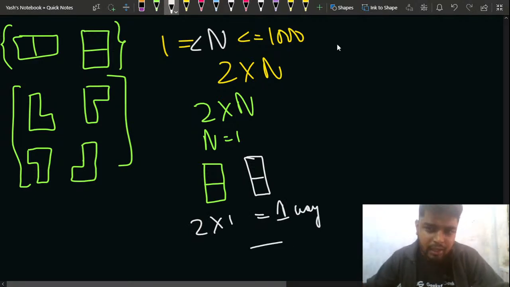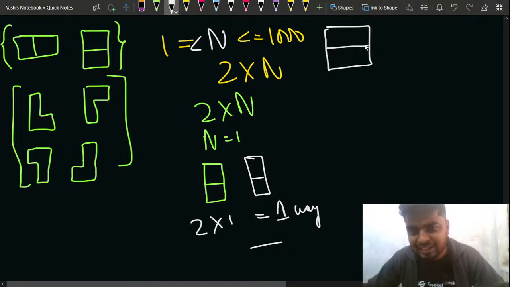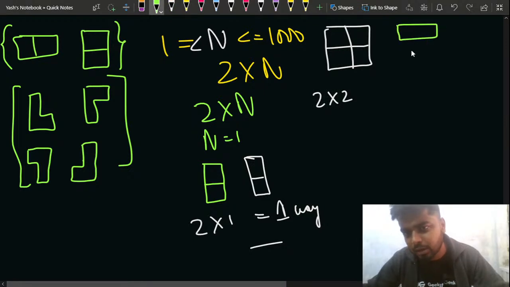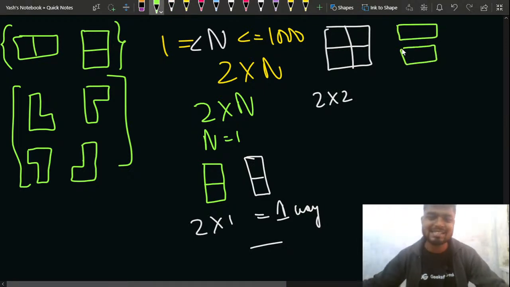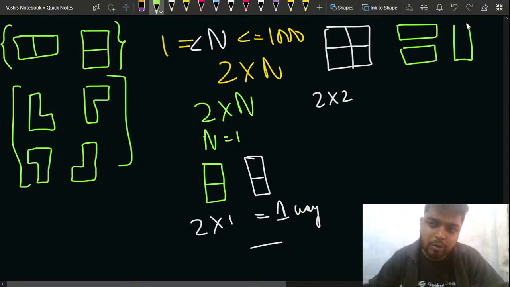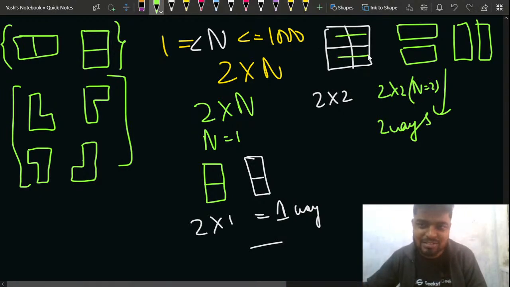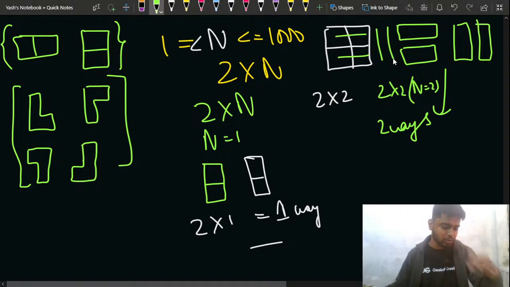Now let us move to the second part. Let's say that n is equal to 2. So in that case your format will look like this, right? 2 cross 2. So in that case you can either put the two dominoes like this, or you can put two dominoes like this. So for 2 cross 2, that is n is equal to 2, you can have two ways, right? Is this much part clear to everyone? You can either have this and this, or you can have this and this, right? Either both can be horizontal or both vertical, right? This much part must be clear to everyone.